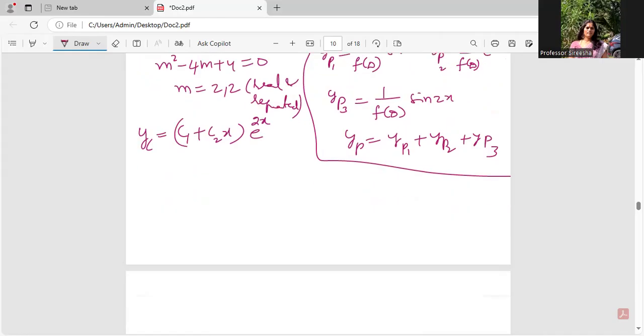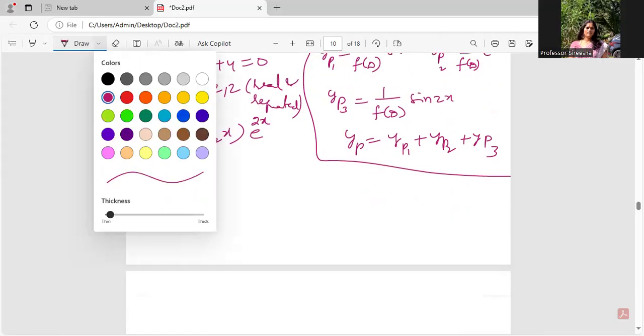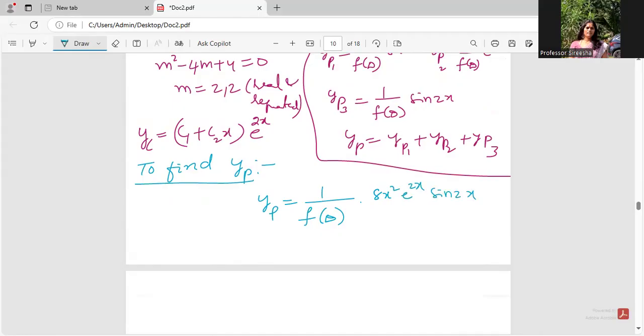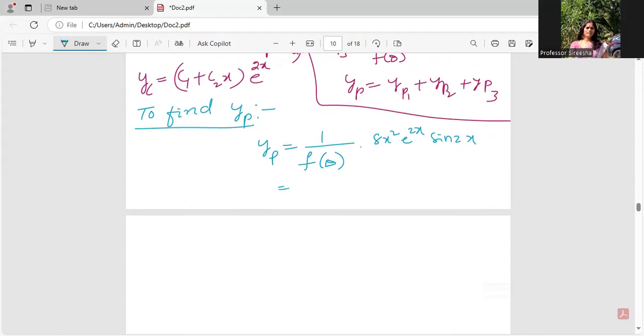Now coming to how to find yp. How do I find yp? I rewrite the equation as yp is equal to 1 by f of d into what's been given, 8x squared e power 2x sine 2x. I also write what is f of d. It is nothing but d minus 2 whole square.